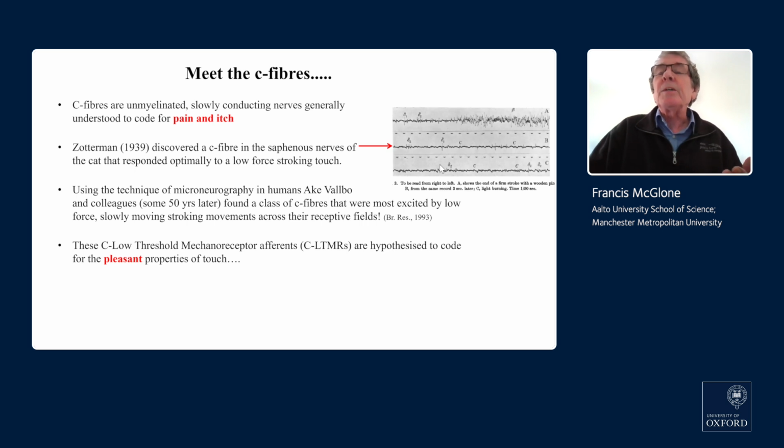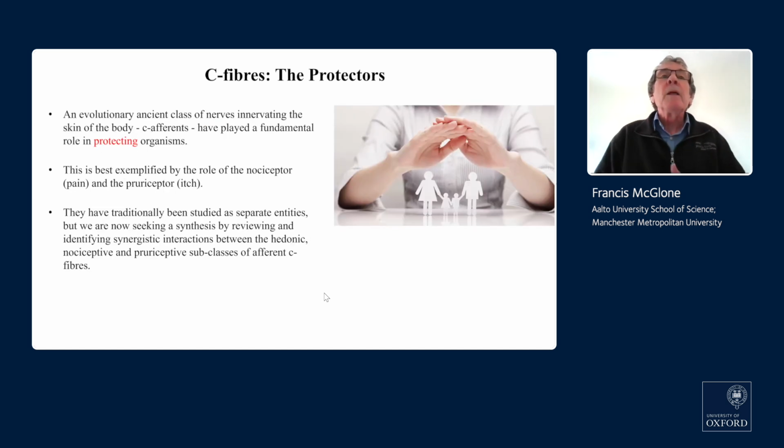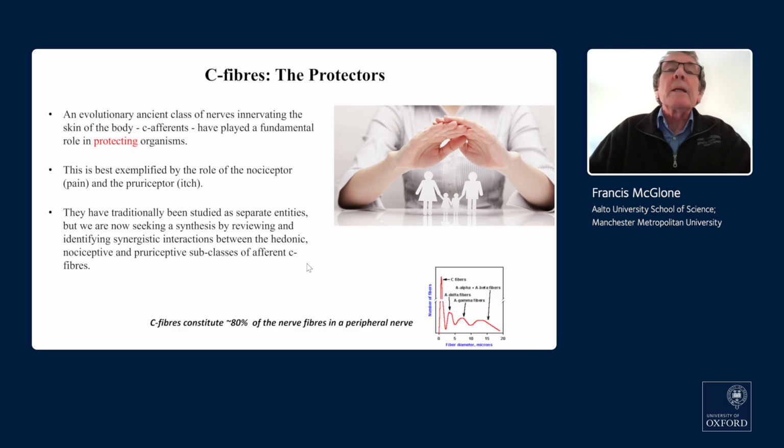And this is just an image of Zotterman recognizing that when he stroked the leg of the cat, he saw this C fiber input coming along seconds after he'd actually delivered the physical stimulus. So these C fibers are an evolutionarily ancient class of nerve fibers innervating the skin of the body, the C afferents, and their primary role is one of protection. Now, they've traditionally been studied as separate entities, the itch nerve, the pain nerve, etc. But we're now seeking a synthesis of how these C fibers actually play together. And I'll briefly describe that when I'm talking about pain later on.